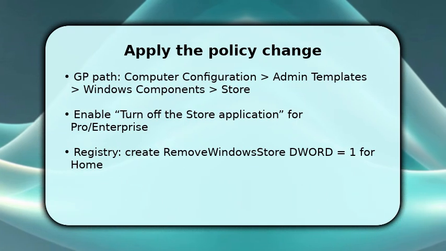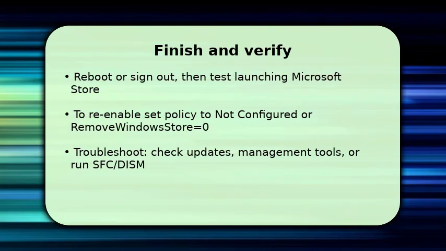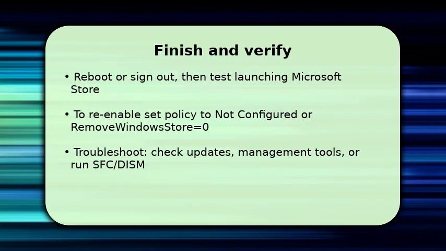Finally, restart the PC or sign out to ensure the policy or registry takes effect, then attempt to open Microsoft Store. You should see it blocked. To reverse, set the group policy to not configured or change Remove Windows Store to 0 and reboot.